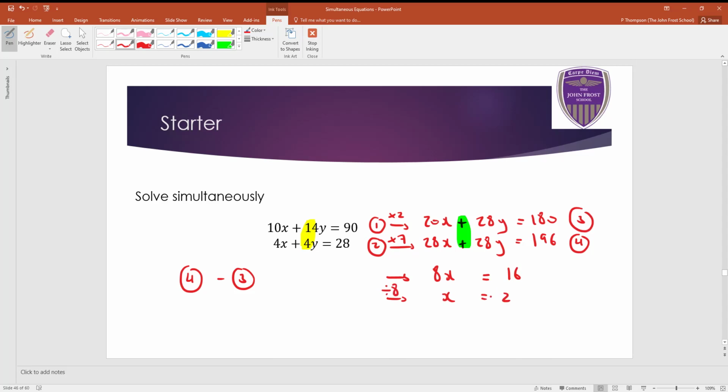And remember then to find y, pick an equation, substitute x back in, and then solve for y. I'll pick equation 2. So if you put it into equation 2 now, remember, 4x means 4 times x. Well, 4 times 2 is 8. So you're going to get 8 plus 4y is 28. Subtract the 8. So 4y equals 20. And then divide by 4. You get y equals 5. Okay? That's the starter done.